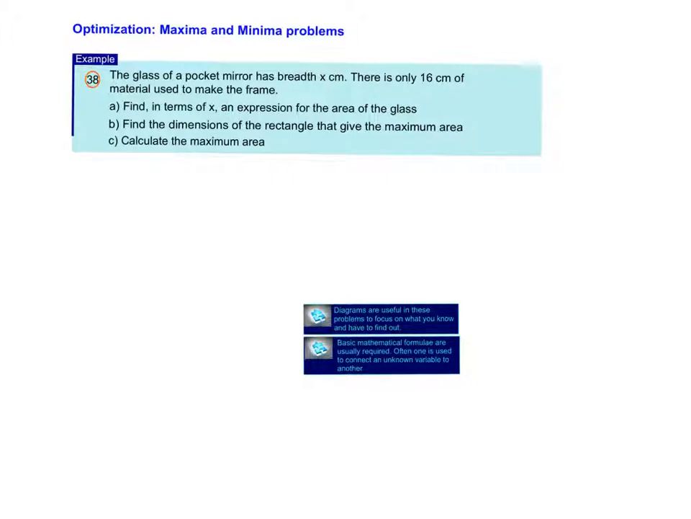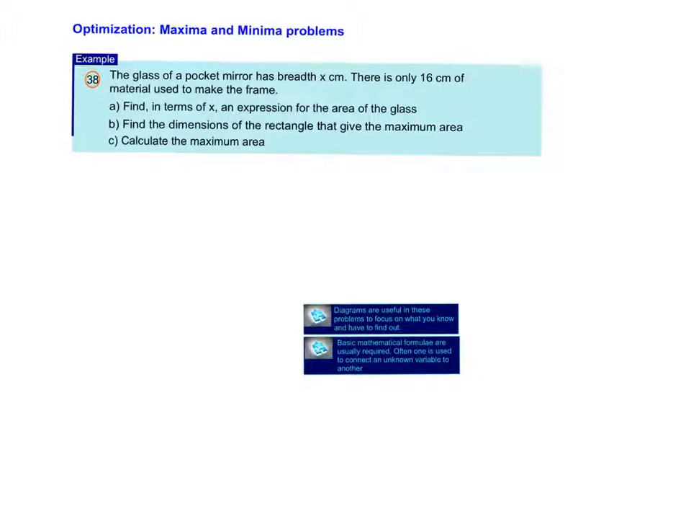So here's the example. We've got a pocket mirror, which is basically a rectangle. We're told its breadth is x, we're told its perimeter is 16, and we've defined an expression for the area of the mirror, and then we need to calculate the dimensions that give us the maximum area. So it's a fairly typical, straightforward question.